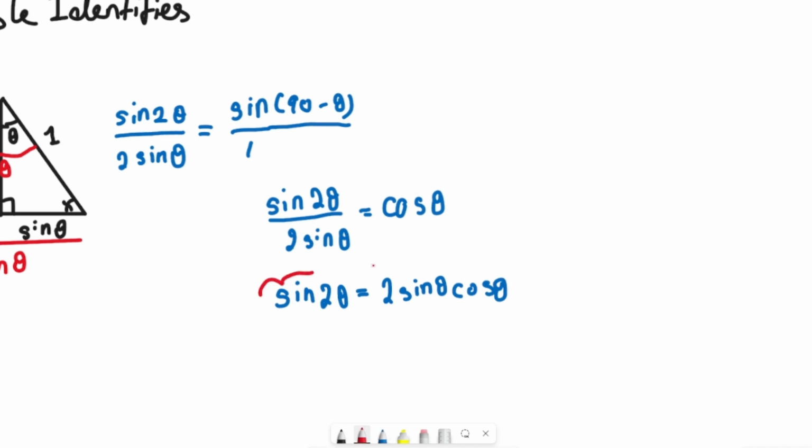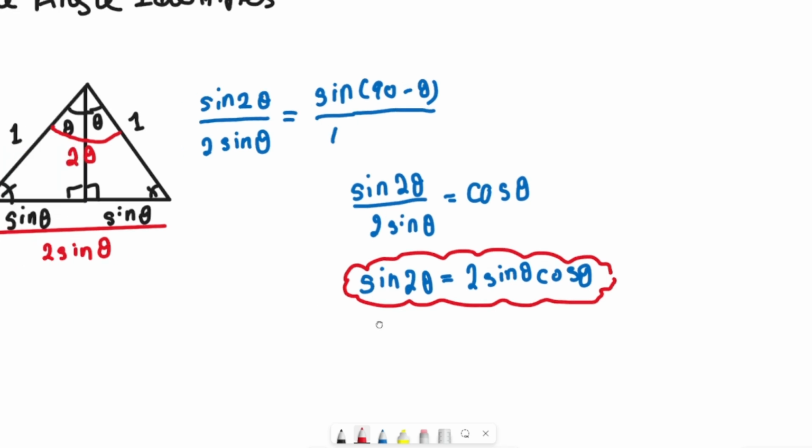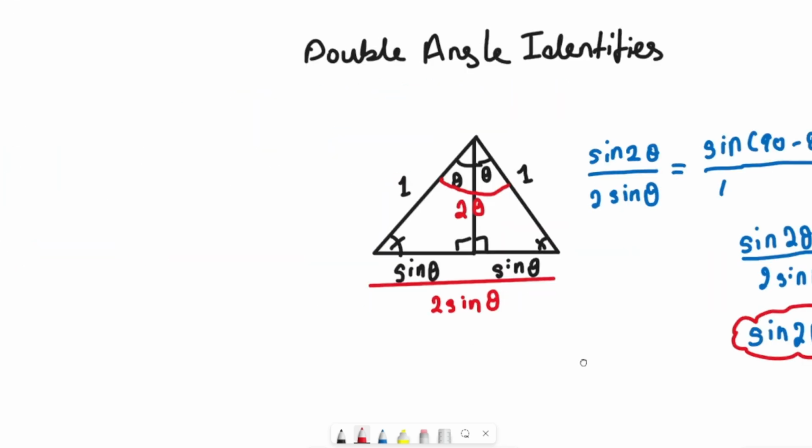It comes from a very basic derivation. It's not as complicated as it was in the previous video. So this is your first double angle identity. And now we're going to derive the second one, which is for cosine of 2 theta. So again, we know that this angle is 2 theta. We know this side is 2 sine theta.